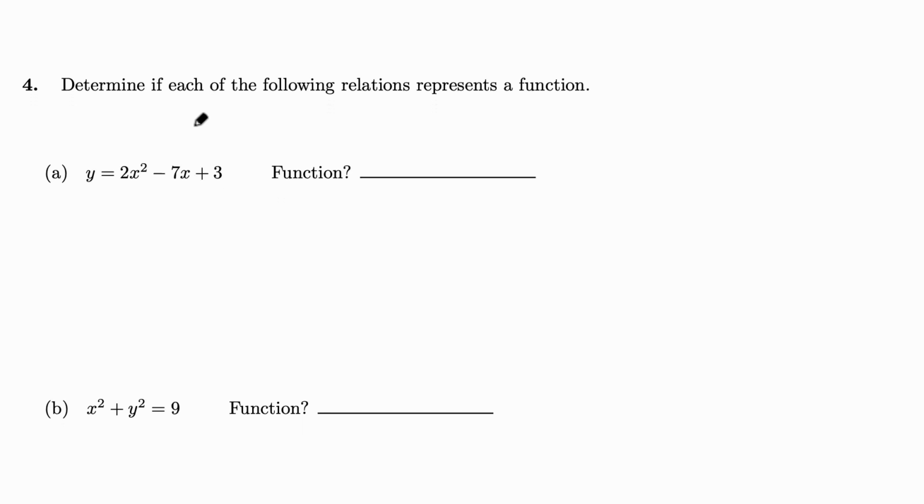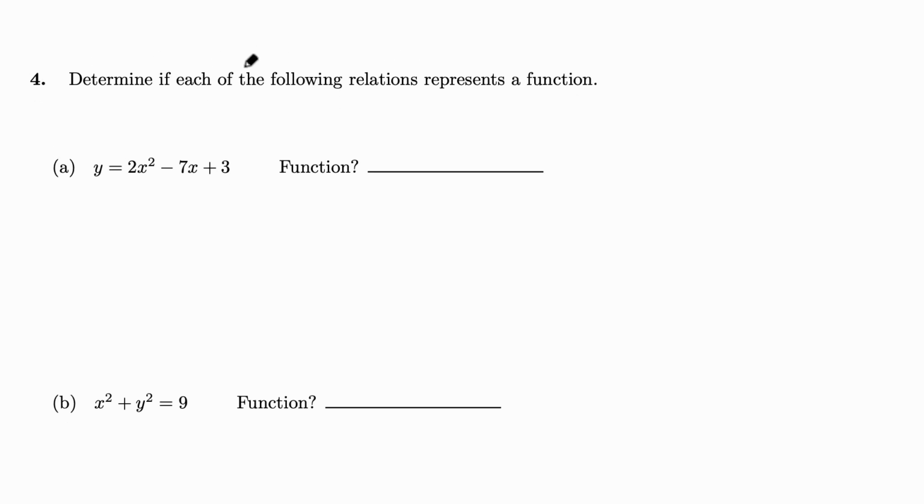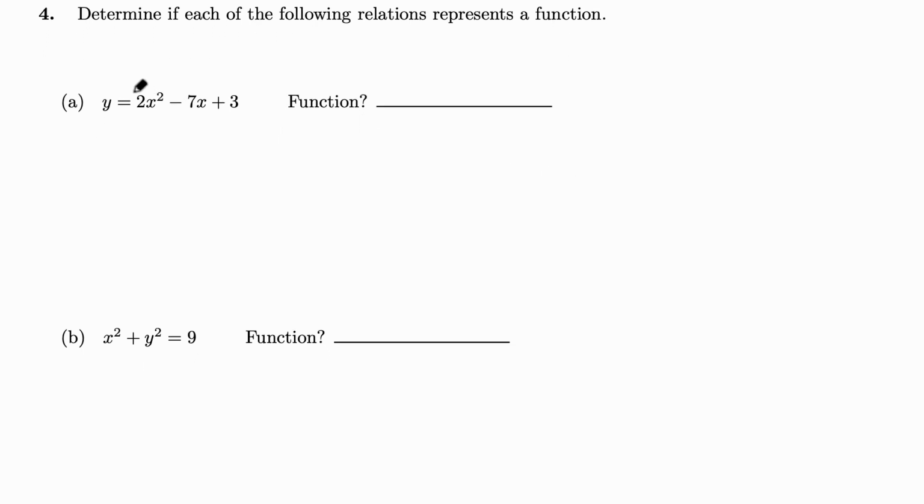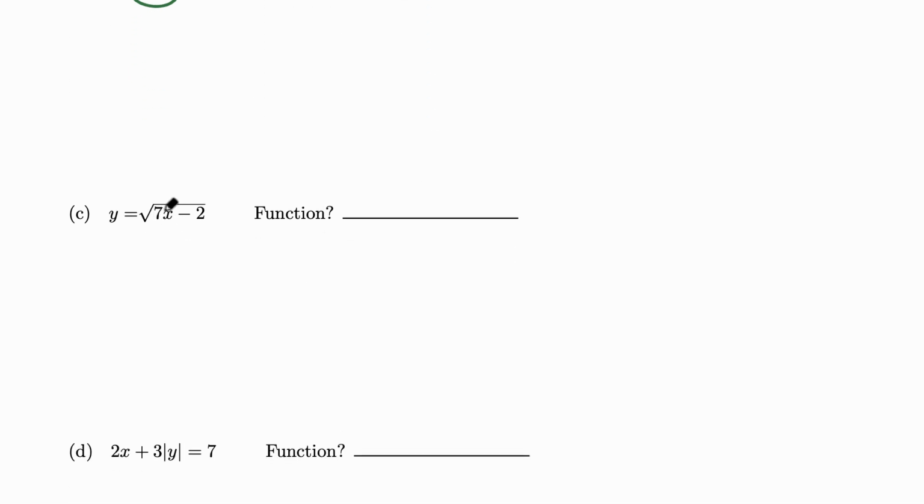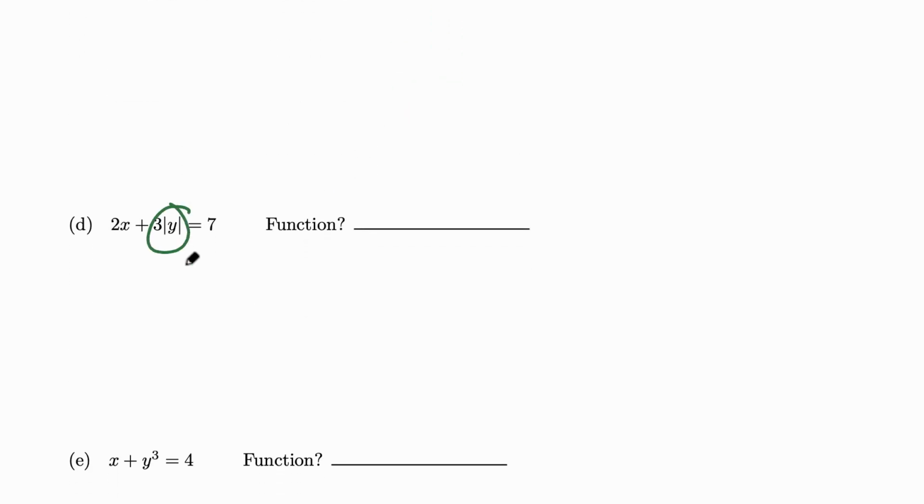Here in number 4, determine if each of the following relations represents a function. So we got y equals 2x squared minus 7x plus 3. Yeah, it's a quadratic polynomial, yes. X squared plus y squared equals 9. This is a circle, and due to y squared, the function, no. Y equals square root of 7x minus 2. Yes, I mean there is no problem. Here we got absolute y, so this is no.